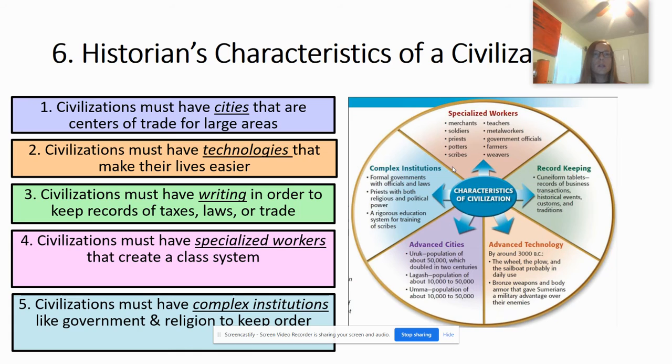And so historians say civilizations must have cities or large centers for trade, or trade for large areas. Civilizations must have technologies that make their lives easier. Technology does not just have to be a computer or a cell phone. It can be something like a knife. It can be a wheel. It can be using bronze to make tools, but it's something they use as a tool to make their life easier. Civilizations must have writing in order to keep records of taxes, laws, and trade.